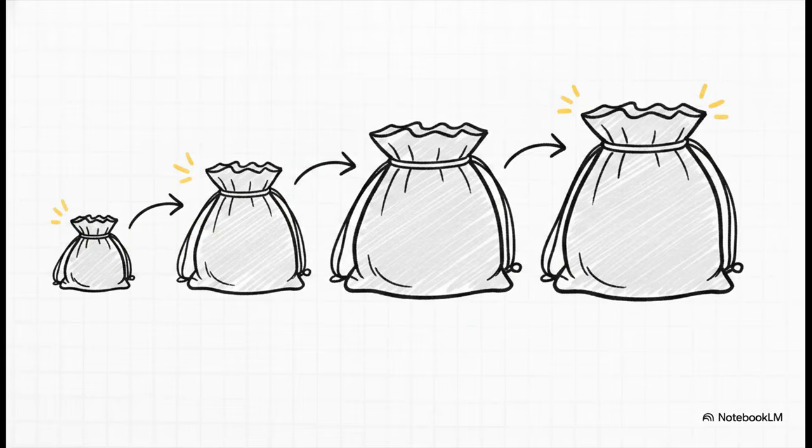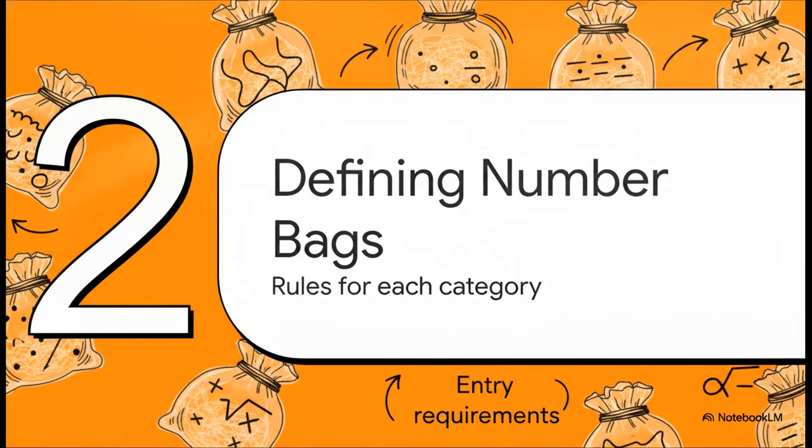But here is where it gets super interesting. These bags, they actually fit inside one another, literally like Russian nesting dolls, building this perfect hierarchy. If a number is simple enough to fit into the very first, tiniest bag, well, it automatically belongs in all the larger bags that swallow that little one up. Keep this nesting doll rule in your back pocket as we build our system. Moving on to section 2, defining the number bags.